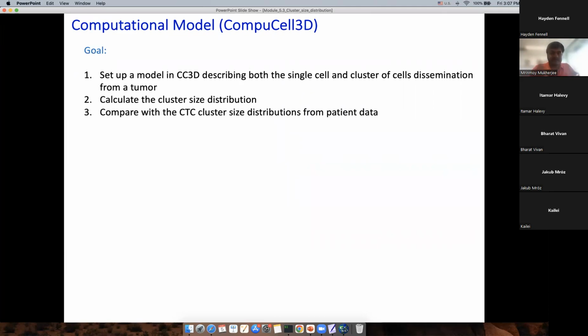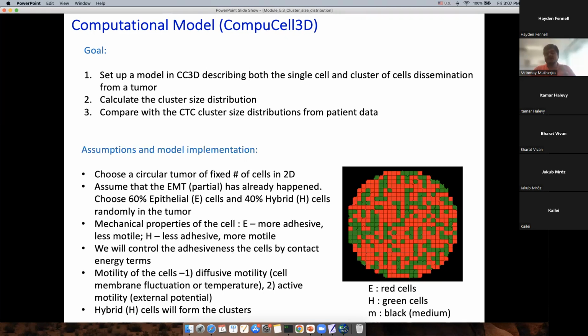So here in this model, we just generally consider a circular tumor, and we'll mainly focus on how the cells release, as a single cell or as a cluster of cells. We'll try to find the cluster size distribution and compare it with the patient data I have shown you previously. So we generally consider a very simple model.